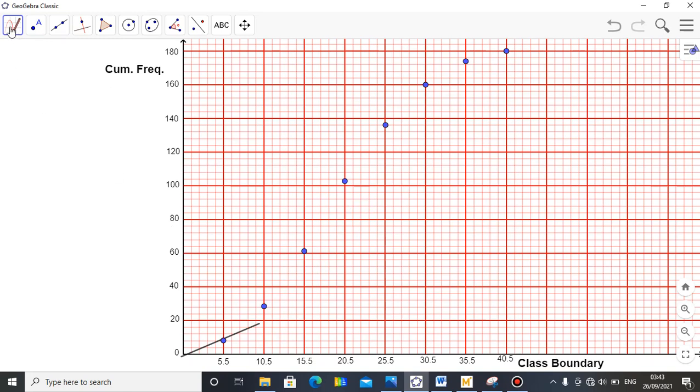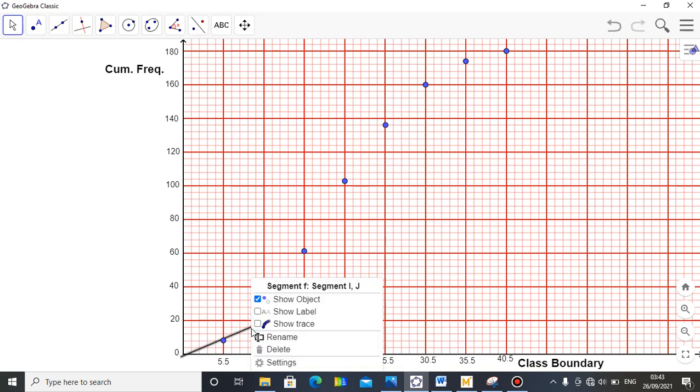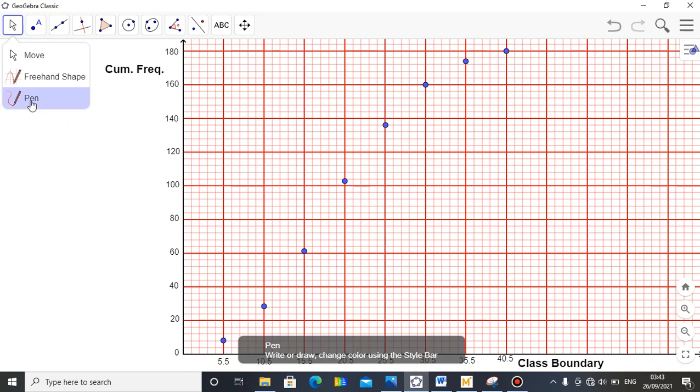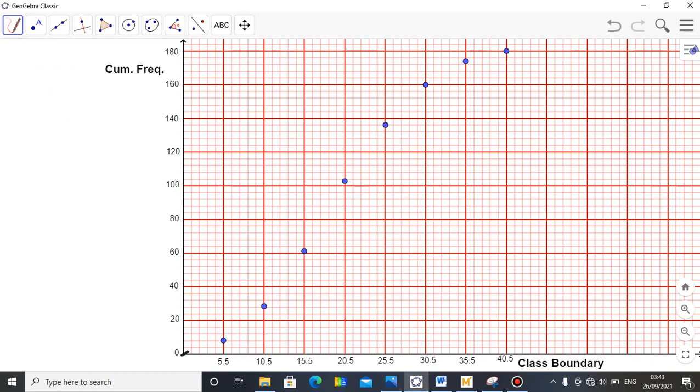Let me remove this. This one is not giving me the kind of curve I want. Let me delete this. Okay, let me take this other pen. I think this one may be much better. Draw your curve from the zero. Just use your pencil. If you have a French curve should be better.